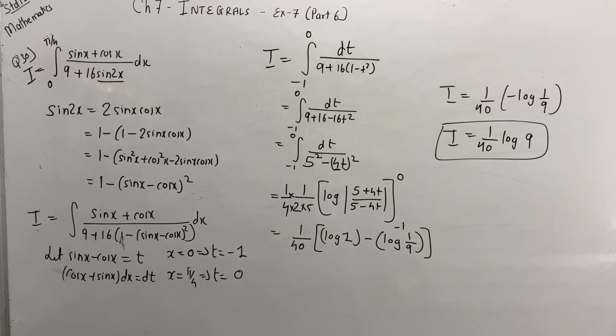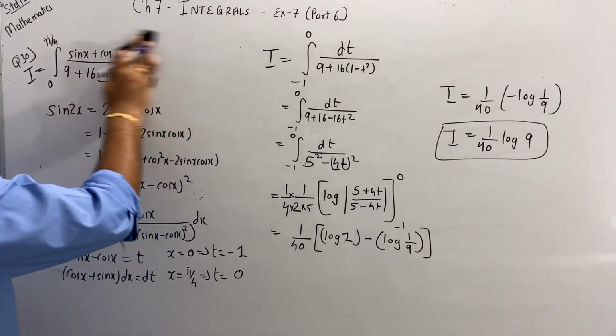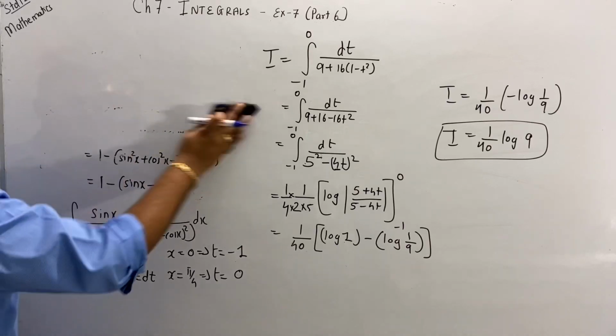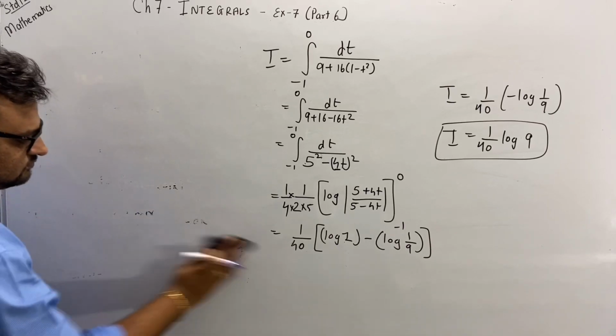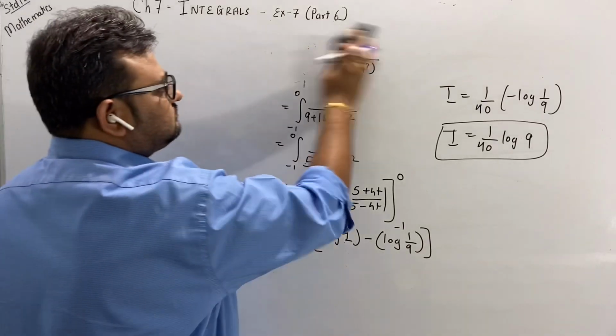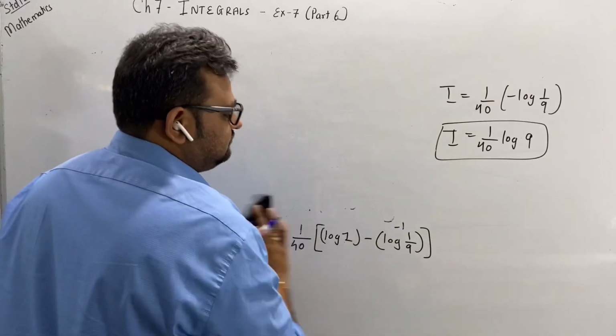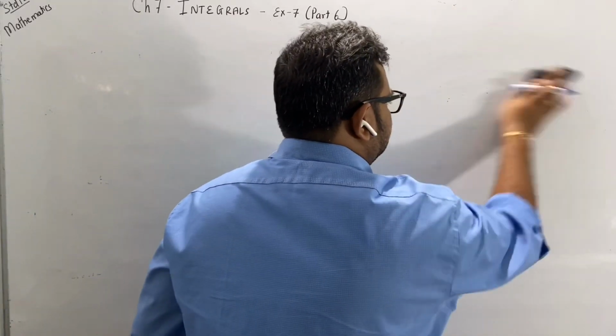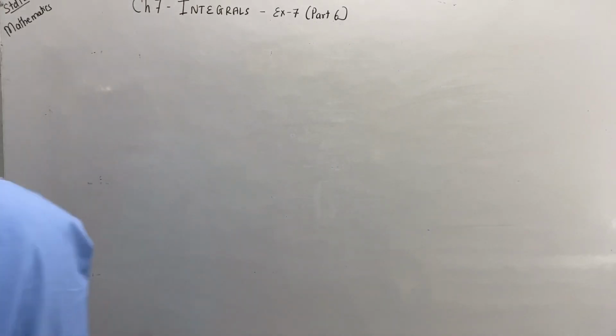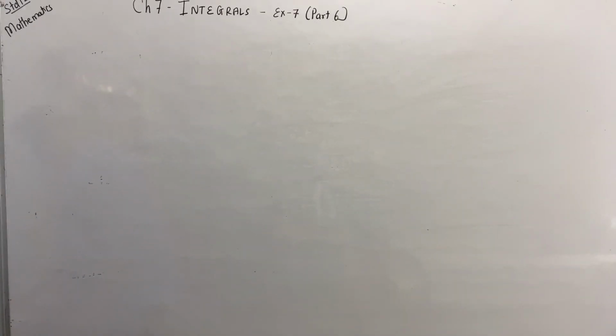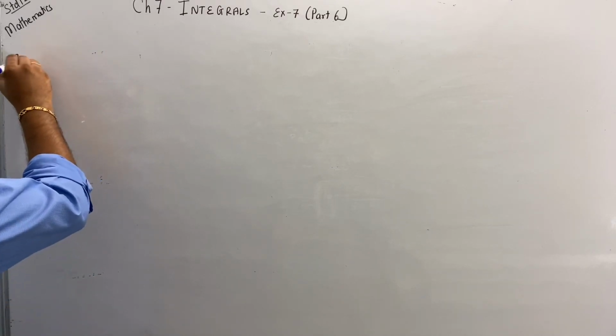Okay, let's move to the next question. 31 we had already solved in the previous video, so we'll move with 32. Question number 32 is integral 0 to pi x tan x upon sec x plus tan x.